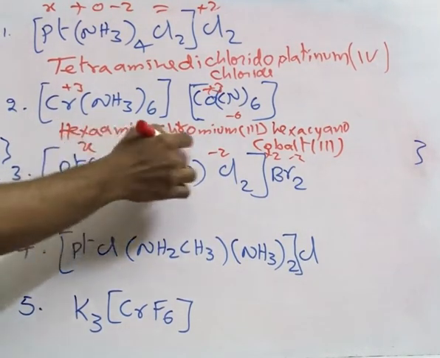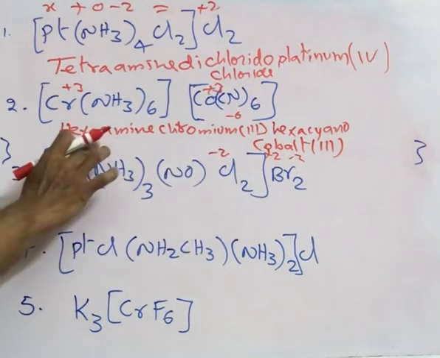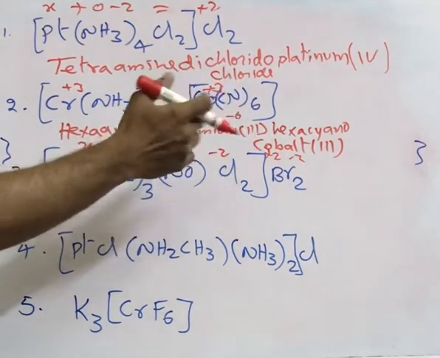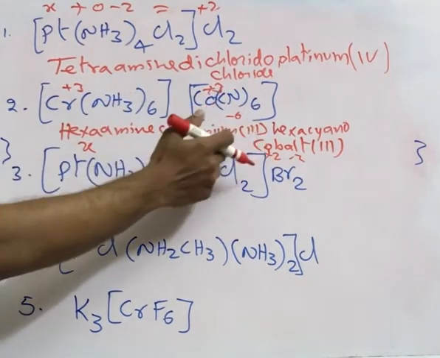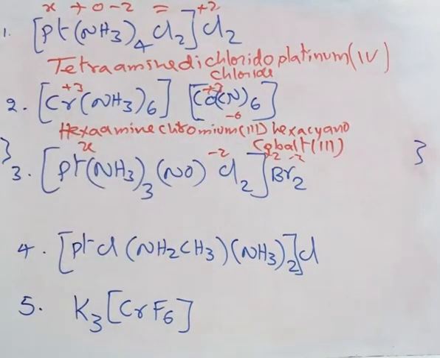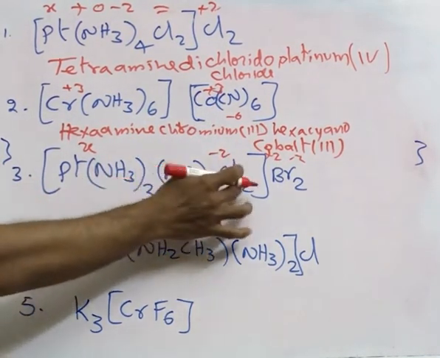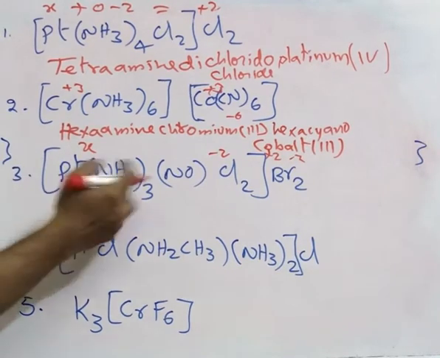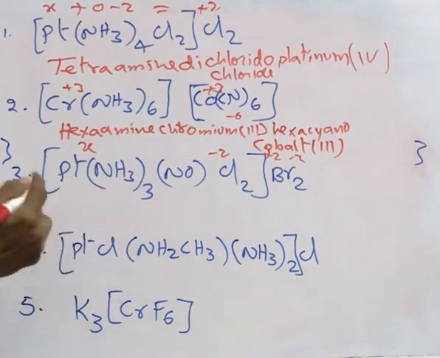Then X -2 equals +2, X equals, -2 goes that side, it becomes +4, so platinum 4. So we can write first these 3. Amine is first obviously because A comes first alphabetically.